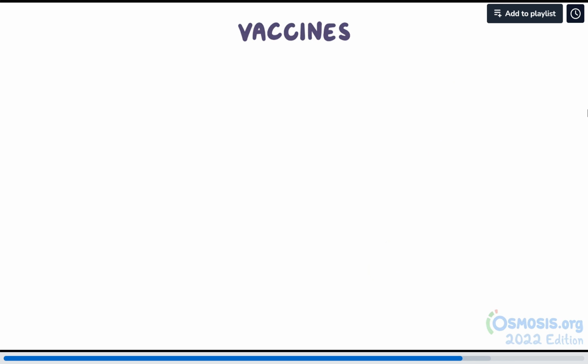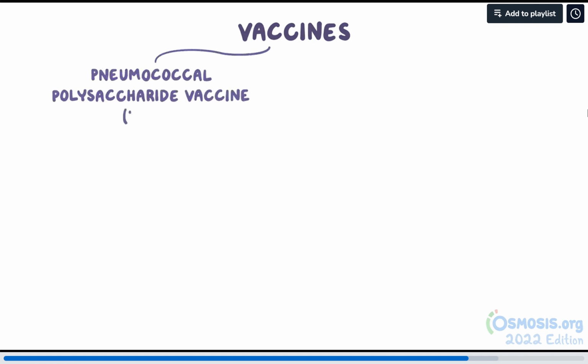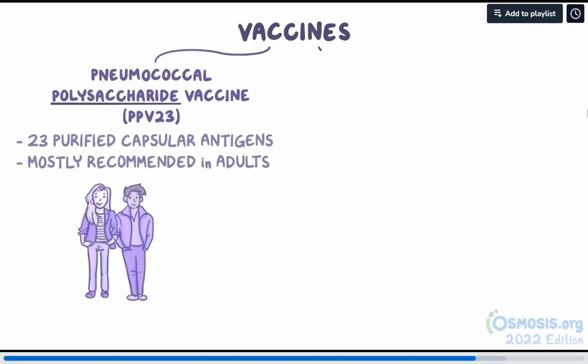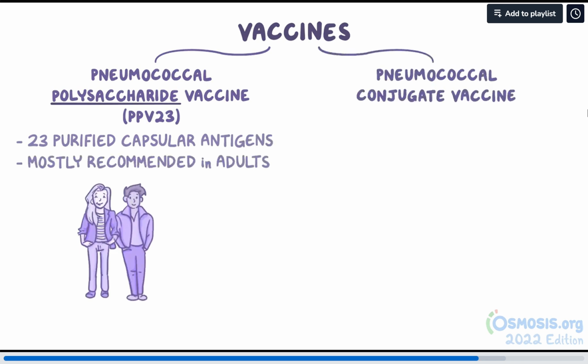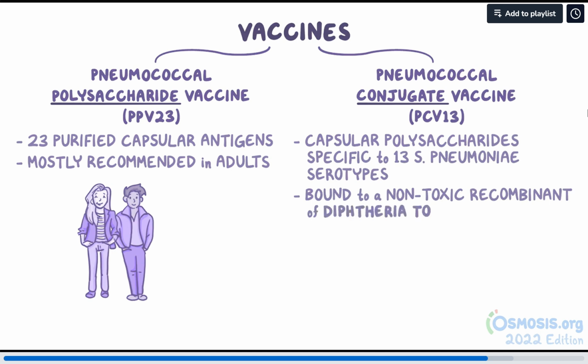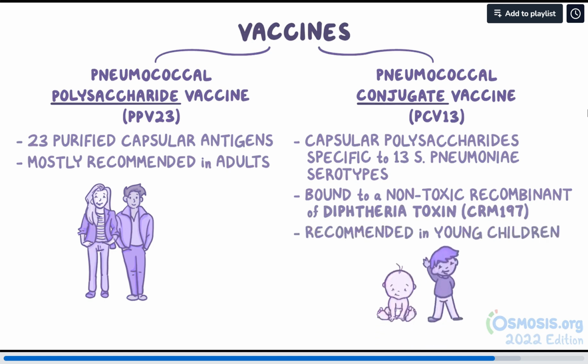Currently, vaccines against strep pneumoniae are divided into 2 main groups based on their mechanism of action. The first one is the pneumococcal polysaccharide vaccine, also known as PPV-23, because it contains 23 purified capsular antigens, and this one is mostly recommended in adults. Another category is the pneumococcal conjugate vaccine, or PCV-13, which contains the capsular polysaccharides specific to 13 strep pneumoniae serotypes, bound to a non-toxic recombinant variant of the diphtheria toxin, called CRM197, which serves as a carrier protein. PCV-13 is recommended in young children.